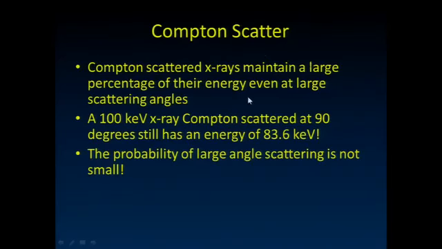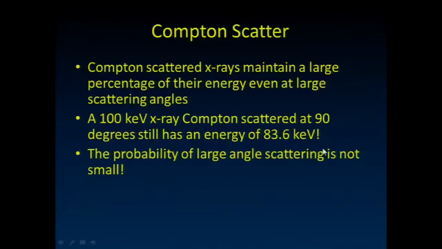They maintain a large percentage of their energy, even at large scattering angles. So it doesn't help us to think about whether we could get rid of them at the detector if we could somehow do some energy discrimination. We'd have to be really good to make that happen. Take a 100 keV Compton scattered X-ray at 90 degrees. If we started off at 100 keV, it Compton interacted and scattered off at 90 degrees, it still has 83.6 keV of energy. These will escape the patient, right?